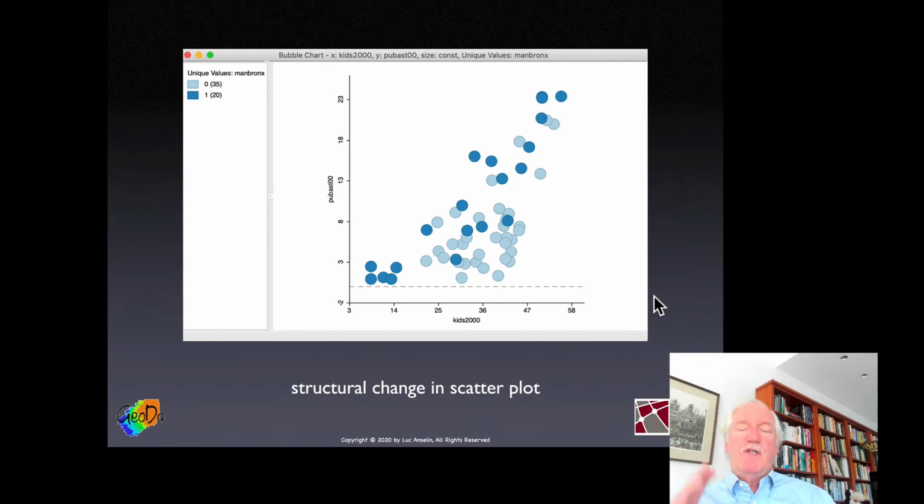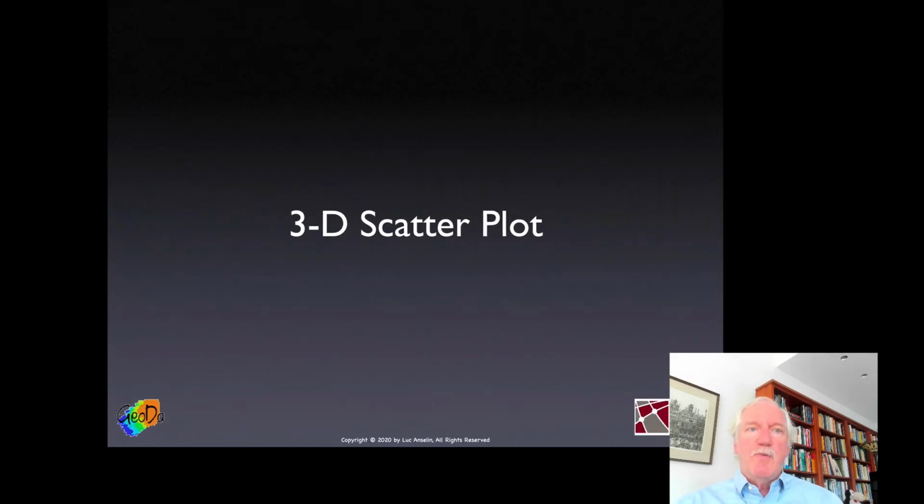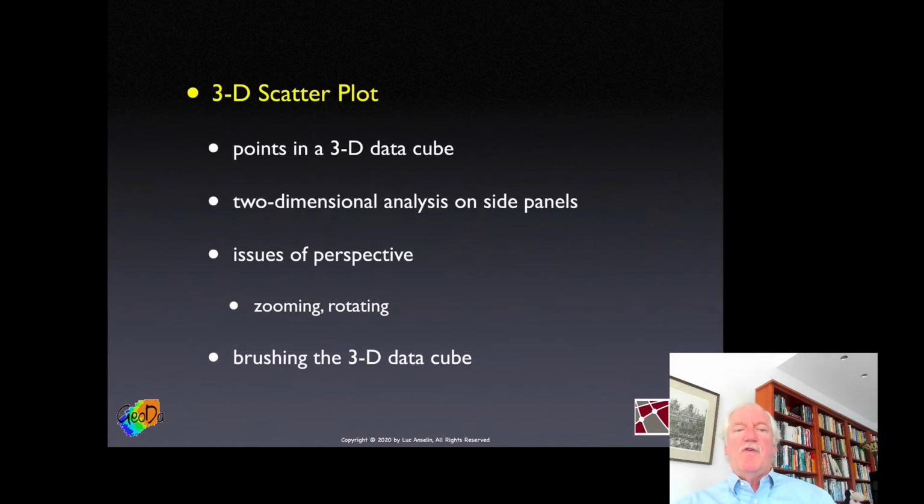Bubble chart, very simple. Scatter plot on steroids. We introduce an additional dimension or 2 additional dimensions by manipulating both the size and the color of the bubble. 3D scatter plot, you may be familiar with, is basically a data cube. Instead of 2 dimensions, we have 3 dimensions, so we have a cube. We can always project the points in the data cloud on the side panel. Then we have a regular scatter plot for any combination of 2 out of the 3 variables.